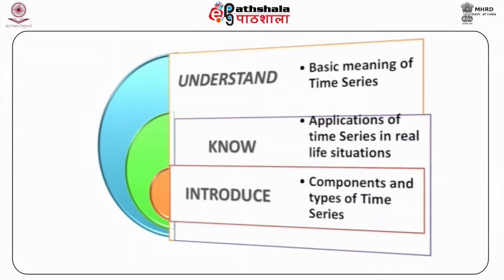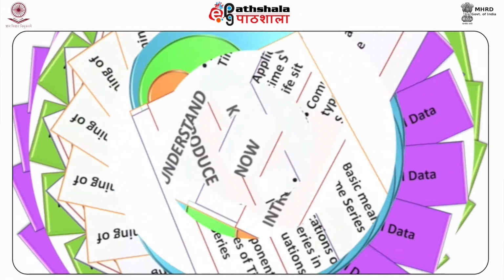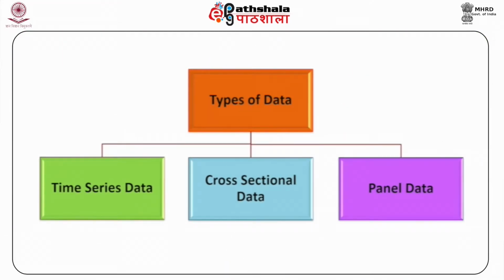After studying this module, we shall be able to understand the basic meaning of time series, know its applications in real life situations, and get a brief introduction to its various components and types. Every activity, be it in the academic area or in real life situations, uses data for making efficient decisions in future. Data used is of three types: time series data, cross sectional data, and panel data. Let us now look at each of them in brief.